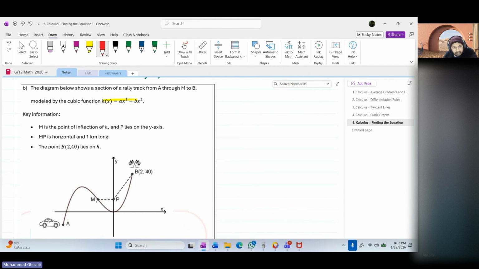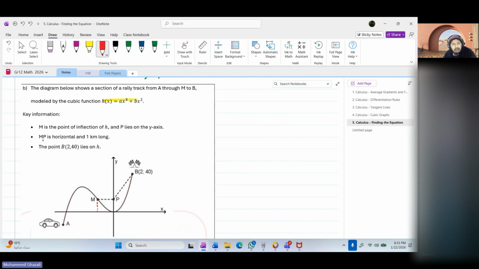Okay, lucky they told us what the point of inflection is. So we know how to find the point of inflection: h double prime x is equal to 0. So that's easy. And P lies on the y-axis. Point P is on the y-axis.